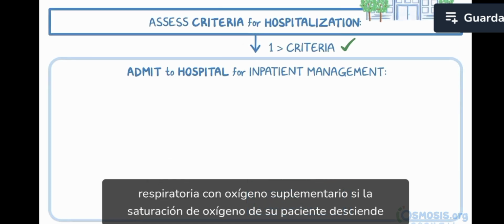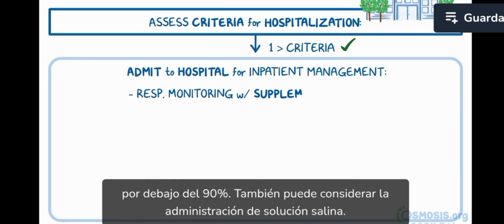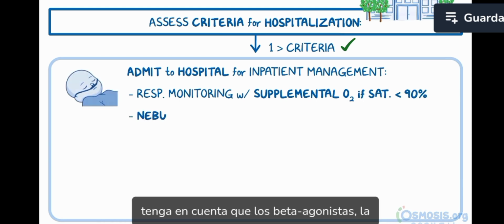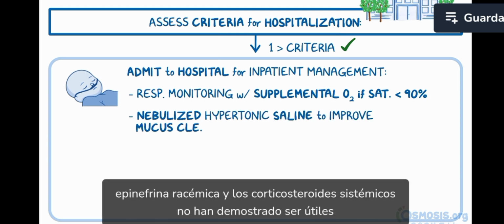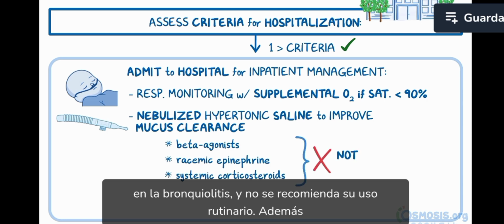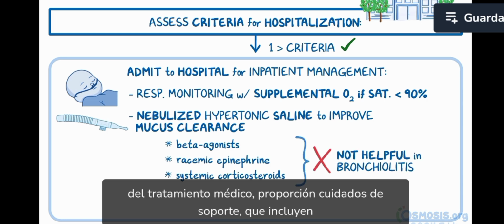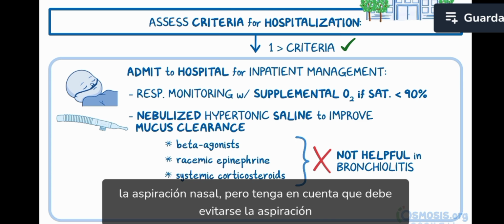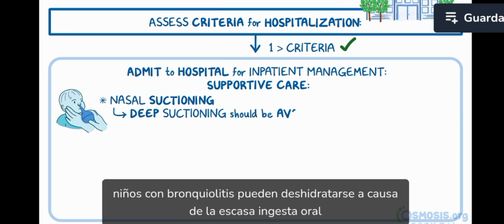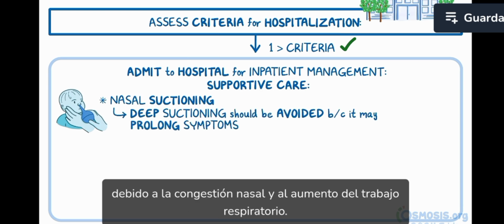Begin medical management, which includes respiratory monitoring with supplemental oxygen if your patient's oxygen saturation goes below 90%. You can also consider administering nebulized hypertonic saline to improve mucus clearance, but keep in mind that beta agonists, racemic epinephrine, and systemic corticosteroids have not been shown to be helpful in bronchiolitis, and their routine use is not recommended. In addition to medical management, provide supportive care, which includes nasal suctioning, but keep in mind that deep suctioning should be avoided because it may prolong symptom duration.